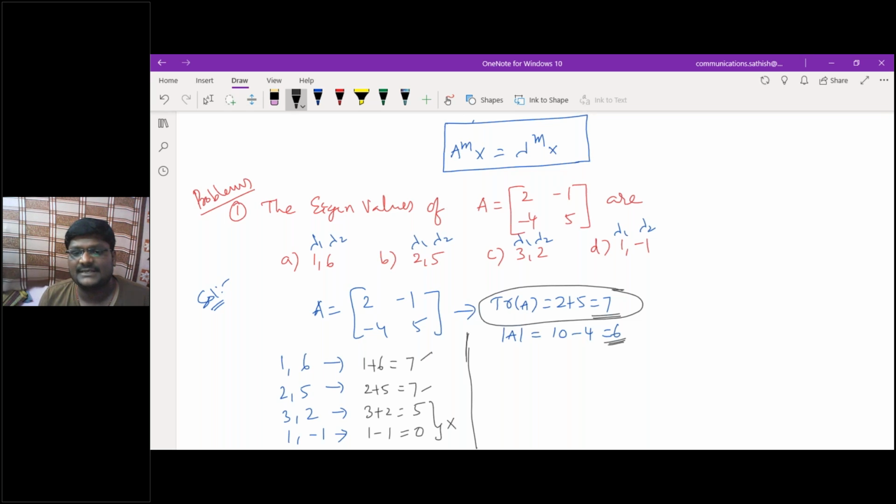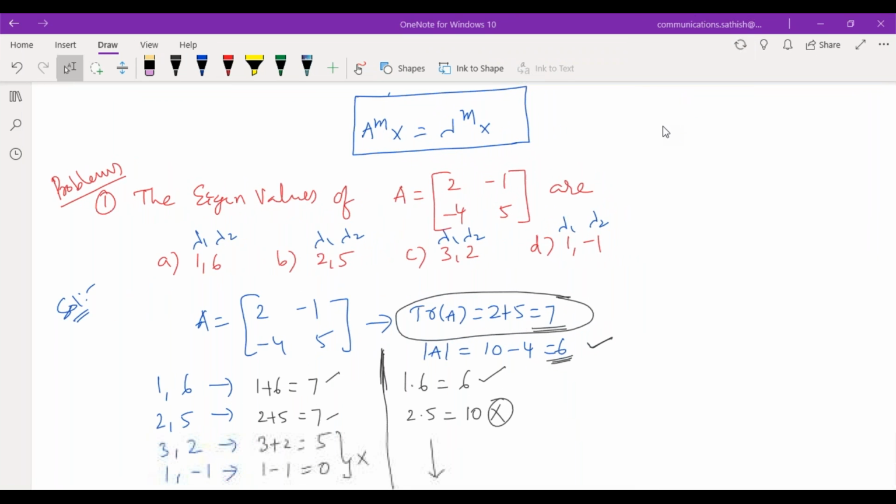Now you can cross verify with respect to what? The determinant. Determinant means what? 1 into 6 is 6. 2 into 5 is 10, so this is not required. Is it satisfying 6? Yes, sir.